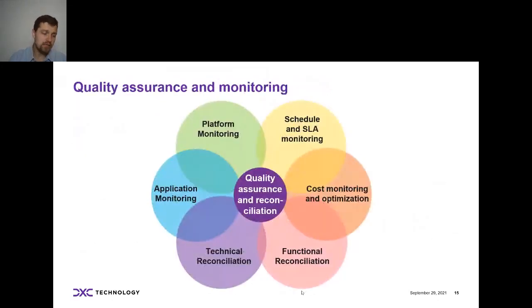All right, so next thing is quality assurance. How do you actually make sure that the system is working correctly? Normally, when people think of monitoring of systems, they only think of platform monitoring, which is looking at the components, and application monitoring, which is looking at the exceptions, like if some jobs failed. But actually, there's way more you have to do in order to have a stable analytics platform.